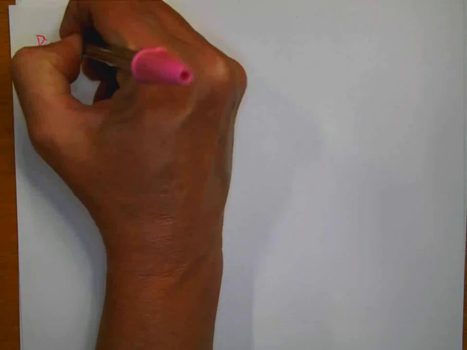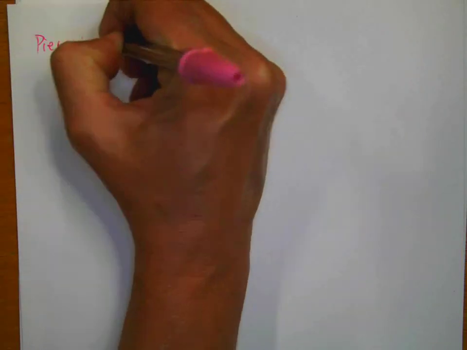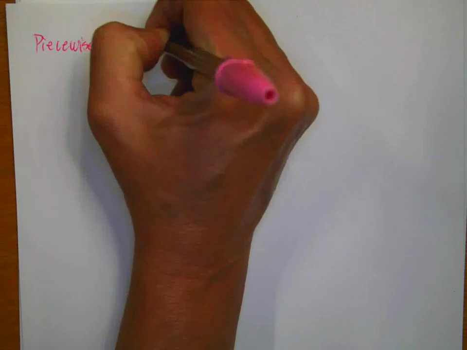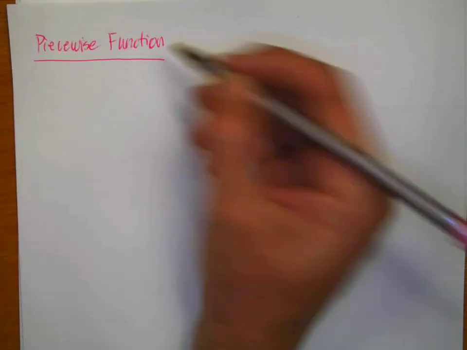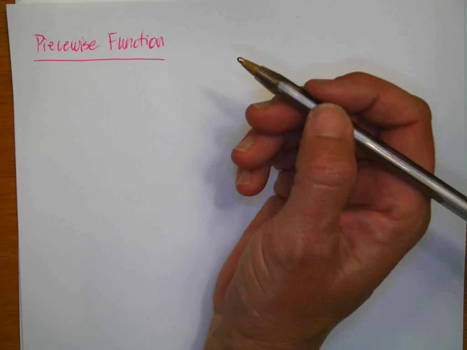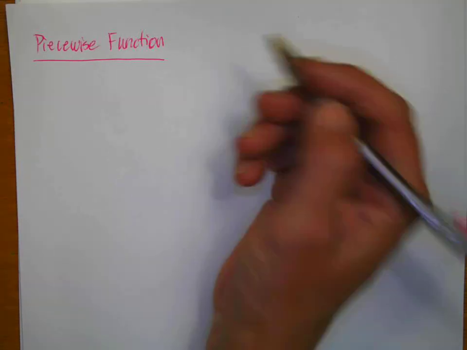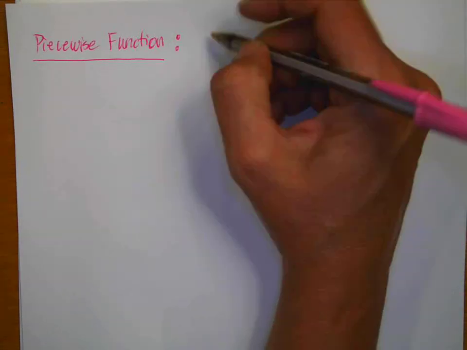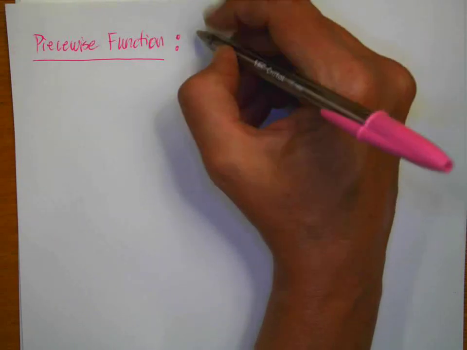All right, the next thing that we're going to talk about are a cool kind of graph, and they're called a piecewise function. Piecewise function. You may have seen these before, but we're going to do a little bit more with them this year. Not a lot, but a little bit. And then I'll show you how to graph these in your calculator when we're done.